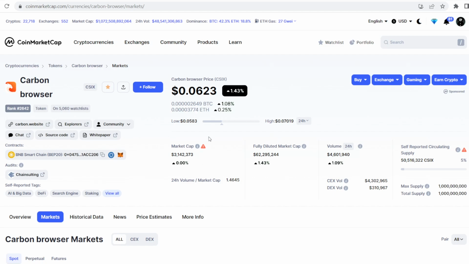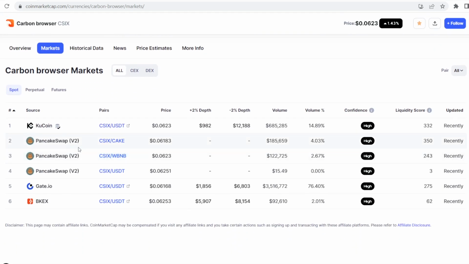As of now, the market cap is $3.1 million, and the fully diluted market cap is reflected as $62.2 million. It is mainly built on Binance Smart Chain, and the contract is available over here. If you want to buy it, you can buy it on PancakeSwap also. Prefer to buy it from PancakeSwap, because that way you will have the custody of your funds, if you're holding it in a non-custodial wallet like Trust Wallet, MetaMask, and a few others are also available.